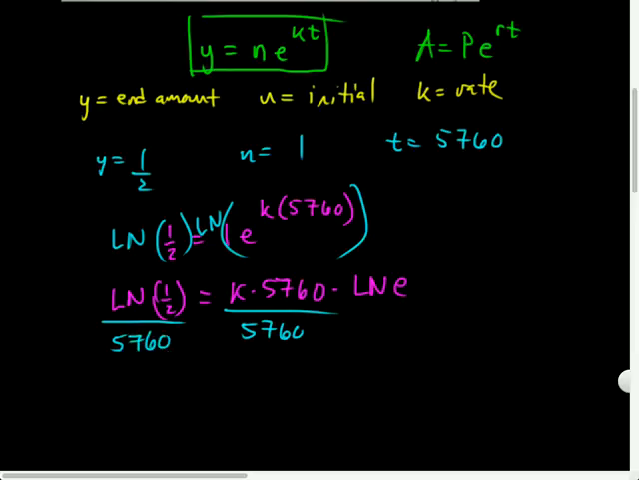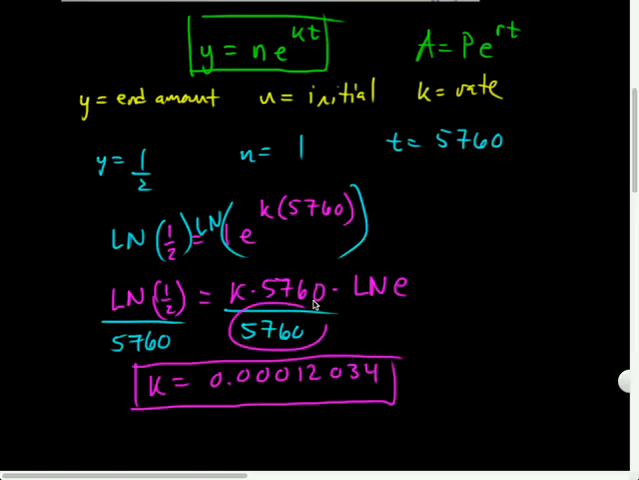And I'll end up with k equals ln of 2 divided by 5,760, and I get 0.00012034 roughly. All right. So that's our k value for our particular situation, since we happen to know what the half-life was.